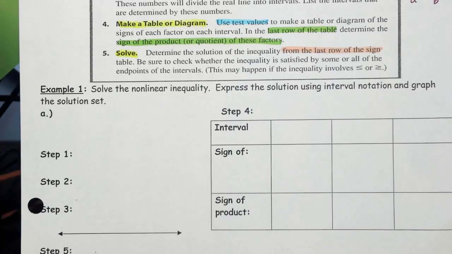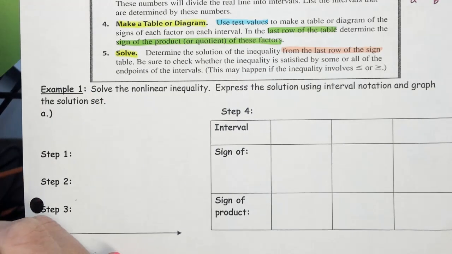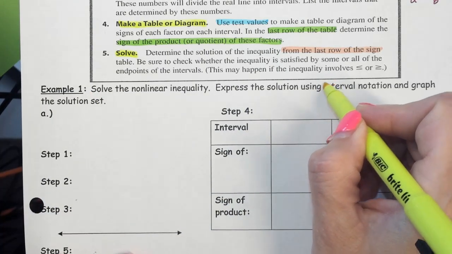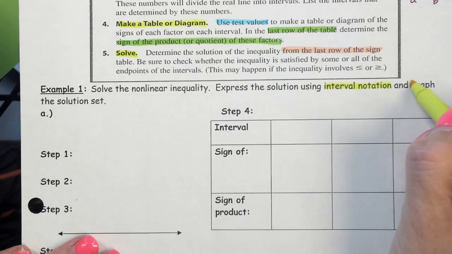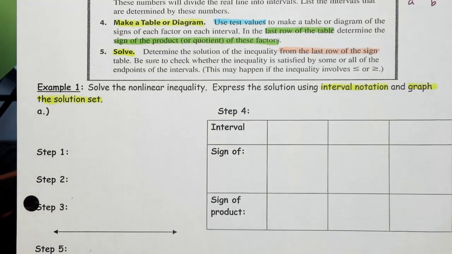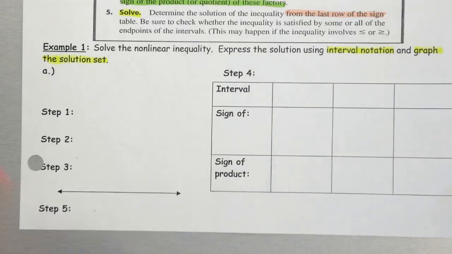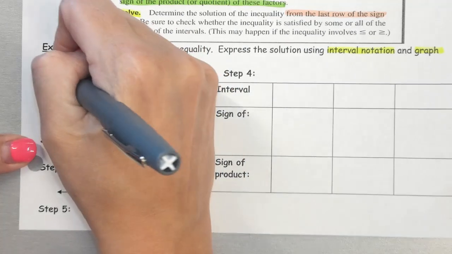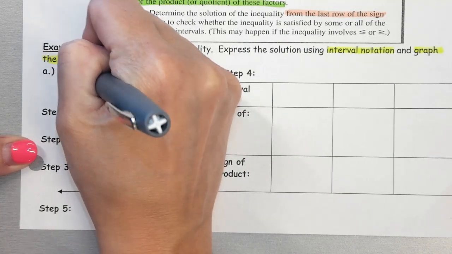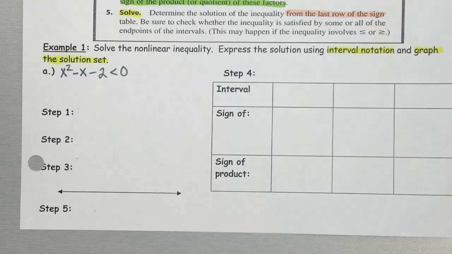Okay, so we're going to walk through this with our first example. We are going to solve our nonlinear inequality and we're going to express our solution using interval notation, and we're also going to graph the solution set. We're just going to do that on a number line. All right, for part A, we have x squared minus x minus 2 is less than 0. So it is nonlinear, it's quadratic. We're going to follow the guidelines from above.